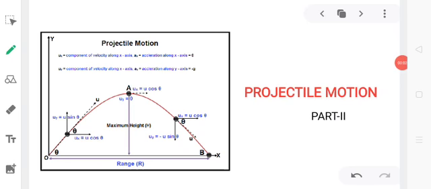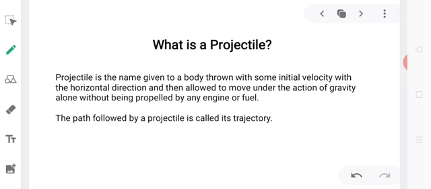Welcome back, students, to the second part of our discussion on projectile motion. In our previous class, I had told you that projectile is a name given to a body thrown with some initial velocity with the horizontal direction and then allowed to move under the action of gravity alone without being propelled by any engine or fuel. The path followed by a projectile is called its trajectory.